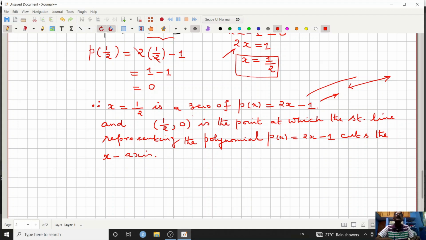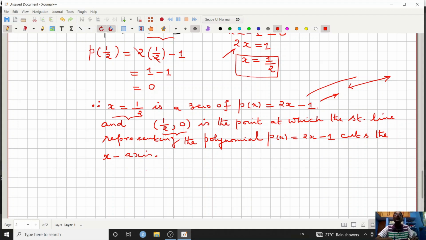So what is the relationship with the zero? At the point, the zero of the polynomial, the graphical pair 0 comma the corresponding y value, is the address at which the straight line representing the polynomial cuts the x-axis. So this is the geometrical meaning.